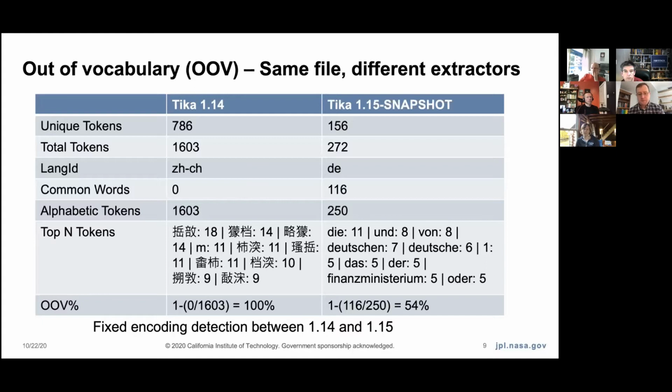On the same file, you can see that for Tika 1.14, the language ID was Chinese. With Tika 1.15, the same file was German. The out of vocabulary on the Chinese is 100%, whereas once we made the improvement to Tika, we get German and 54% out of vocabulary. So this is a programmatic way of seeing when you're probably doing a better job of content extraction. There are lots of edge cases and reasons why this isn't a perfect metric, but it can be extremely illuminating.